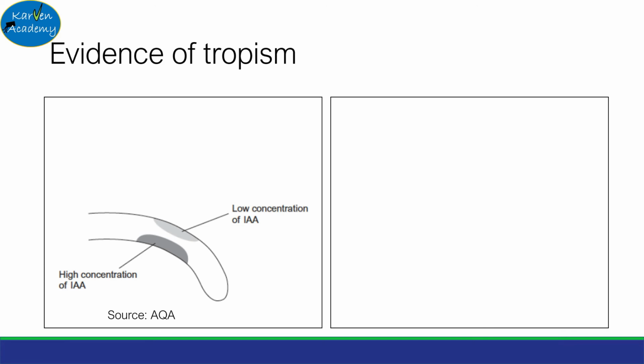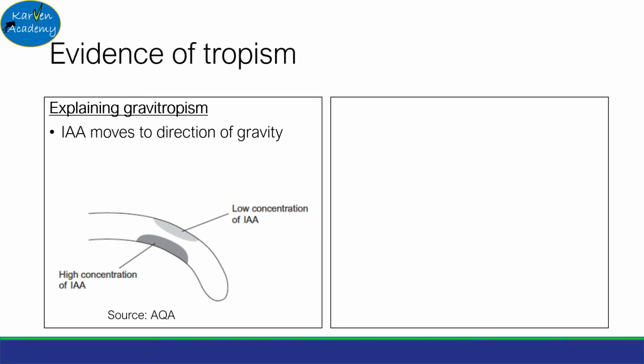Let's also explain gravitropism. Here, IAA moves in the direction gravity acts on, so a higher concentration of IAA builds on the bottom side. Since IAA inhibits growth in roots, the side with lower concentration of IAA grows more, and this will be in the direction gravity acts on.